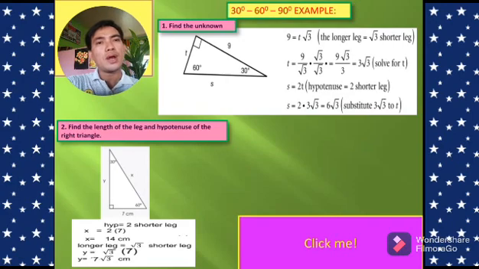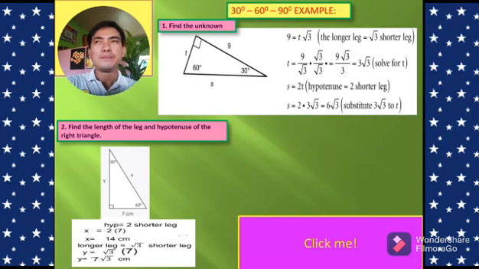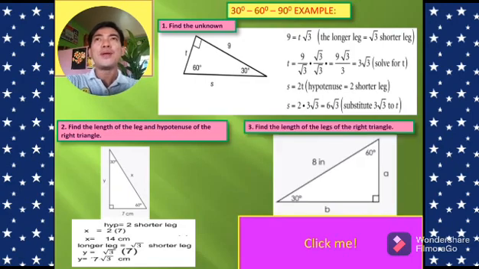And looking for the longer leg, remember, longer leg is equal to the square root of 3 times the shorter leg. So as we substitute, our longer leg here is y and our shorter leg is 7. So therefore, y is equal to the square root of 3 times 7, or simply as our final answer, 7 square root of 3 centimeters. And that would be our longer leg. Now let's proceed. Number 3.